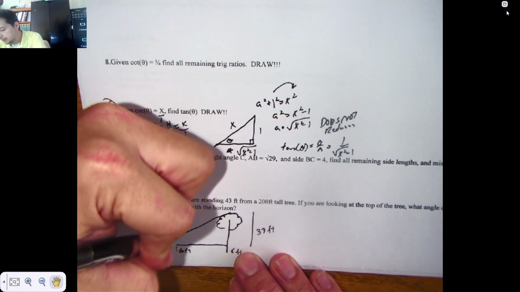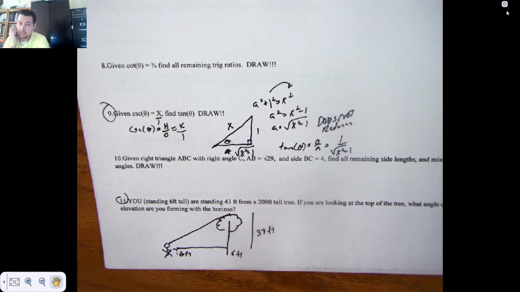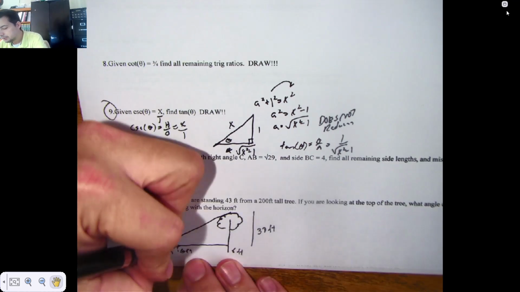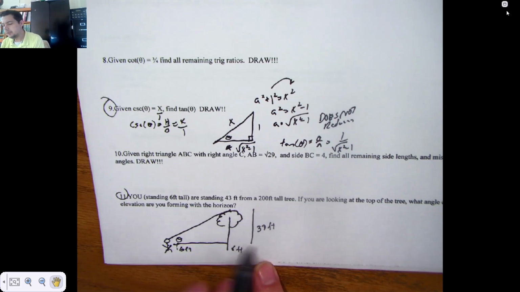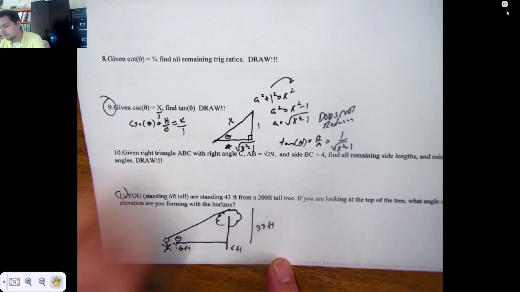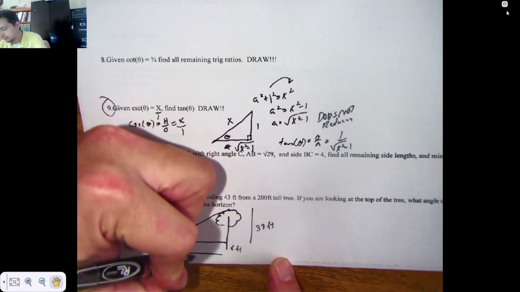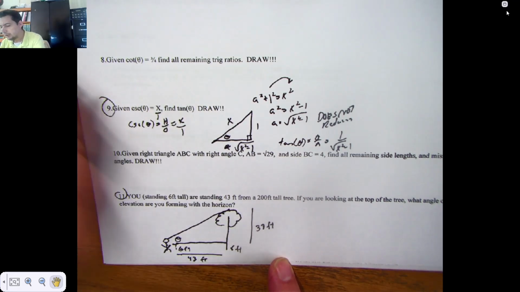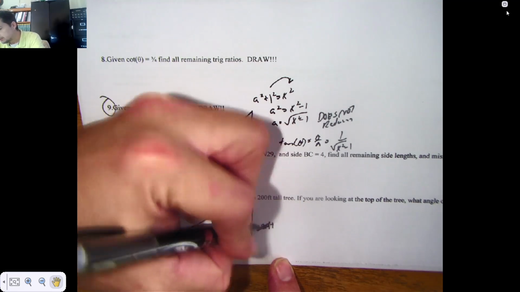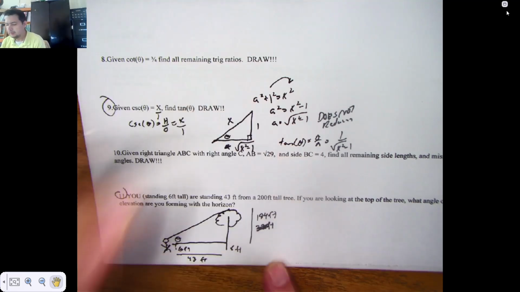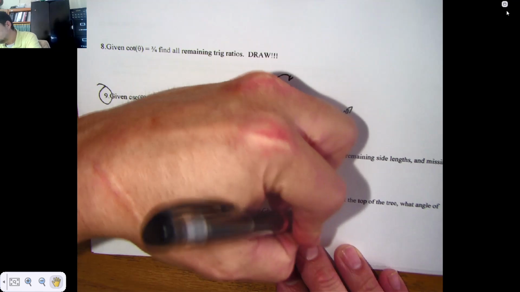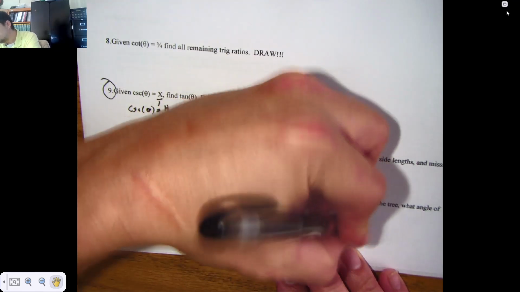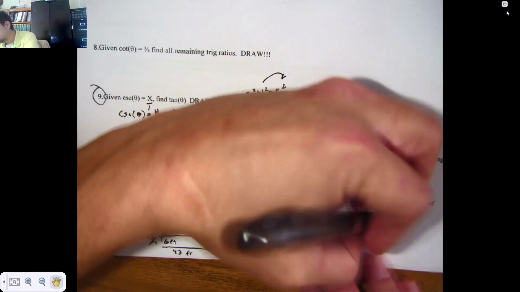You're looking at the top of the tree, and you want to know what angle of elevation is being formed. So here's the angle of elevation as you're looking up. The ratio here is 37 over, how far away are you, 43 foot? Oh, that was a 200-foot tall tree, wasn't it? That's 194 foot. So I see opposite being 194, adjacent being 43. I know that the tangent of theta would be 194 over 43.